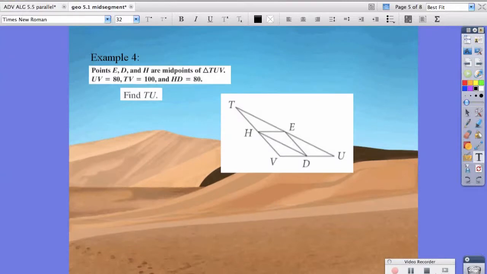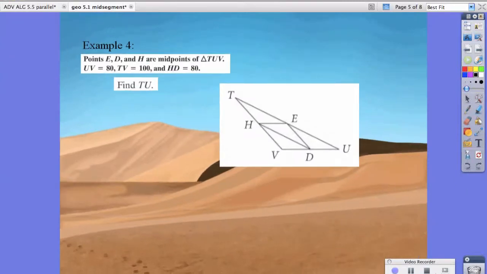Let's try one more example. This one is slightly spicier. It's really important though that when they give you points and they give you measurements that you mark it down. It says points E, D, H are midpoints. So E, D, H are midpoints. Therefore we have the midsegment formula. It says midsegments of triangle TUV.